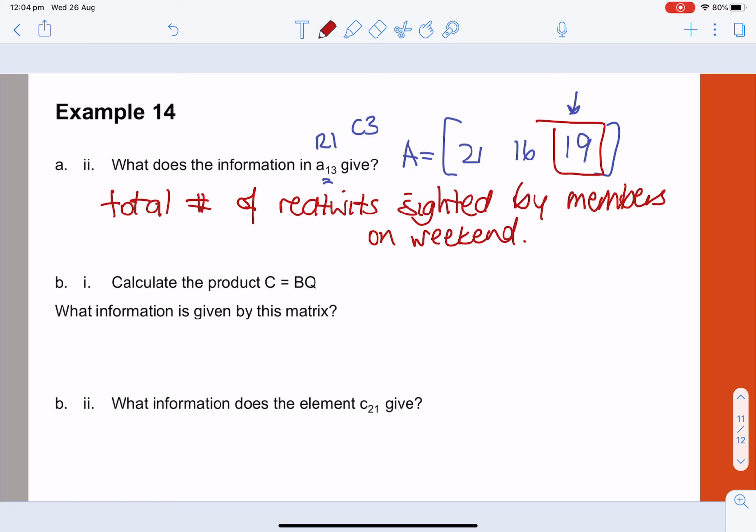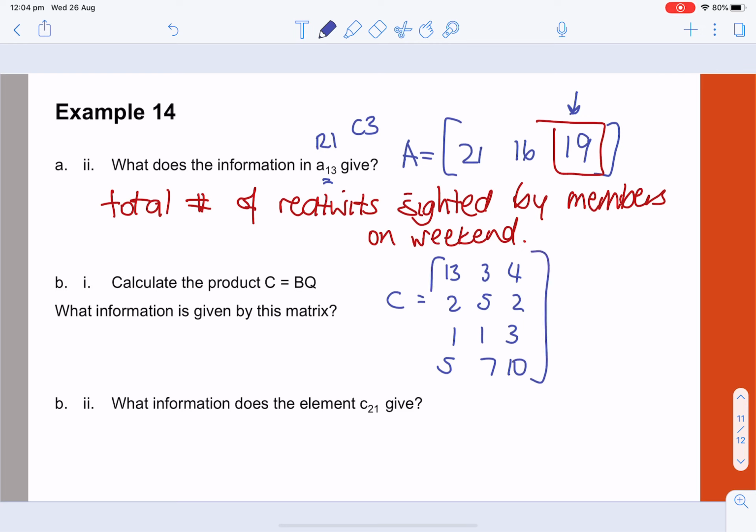All right, so on to part B. Calculate the product C equals BQ. So we need to find C. And we need to multiply B times Q. Now B is our bird watching matrix again. 13, 3, 4, 2, 5, 2. Oops, 1, 1, 3, and 5, 7, 10. And we are multiplying that by 1, 1, 1, a column matrix. Now, because we're multiplying by a column matrix, remember that we've got to add our rows together. So we end up with 29, 5, and 22.